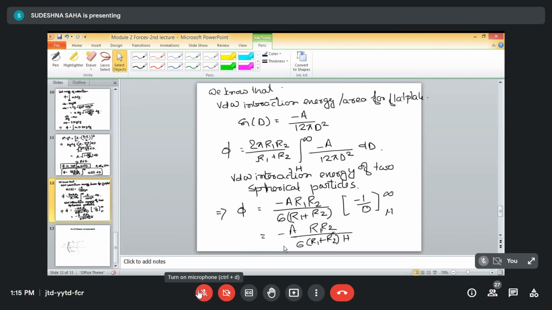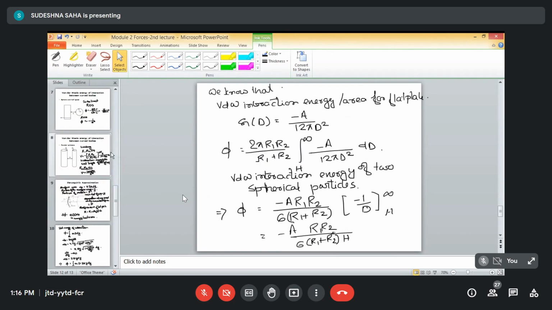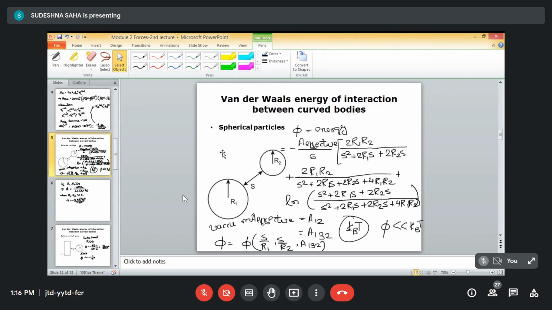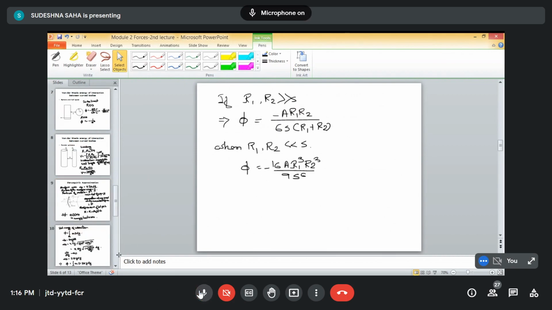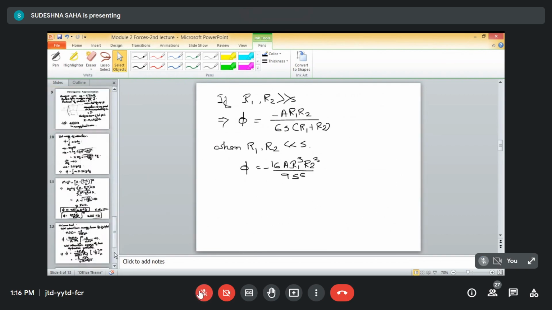Ma'am, can you repeat this portion once? The last sentence? Yeah. So we have derived this equation for Van der Waals interaction energy of two spherical particles, right? Yes, ma'am. From Derjaguin's approximation. Now, we have written similar expressions for spherical particles interaction energy for Van der Waals forces between spherical particles. See? And the limiting cases where R1, R2 is much greater than S, these two are similar. Only thing is, S is replaced by H in that equation. That is it. Yes, ma'am. Okay.